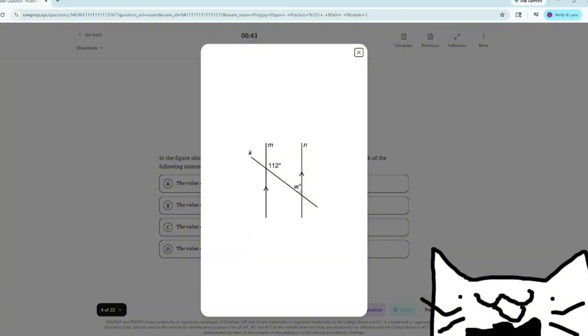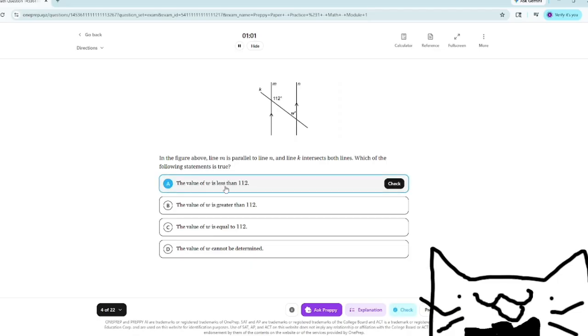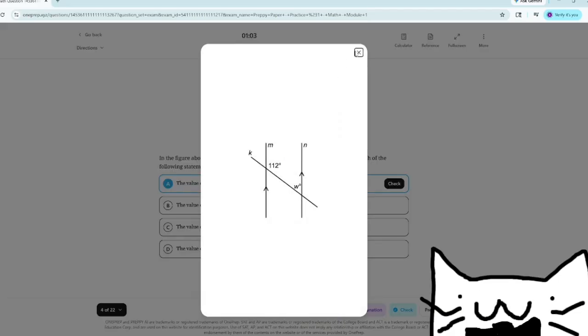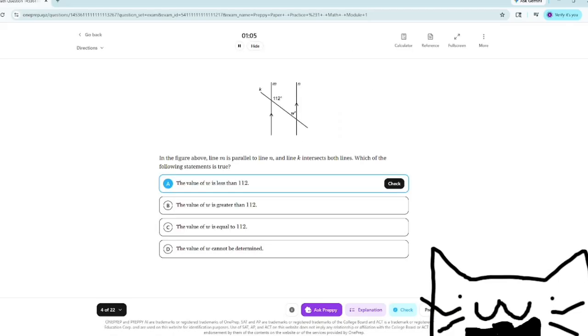So W is here, but it does not matter because it does not change the value of whatever this is, because it's parallel and there's a line cutting through it. So since this is 112, you can imagine that W is actually just right here, which is 68, because 68 plus 112 is 180. So that means that the value of W is less than 112. That should be our answer.